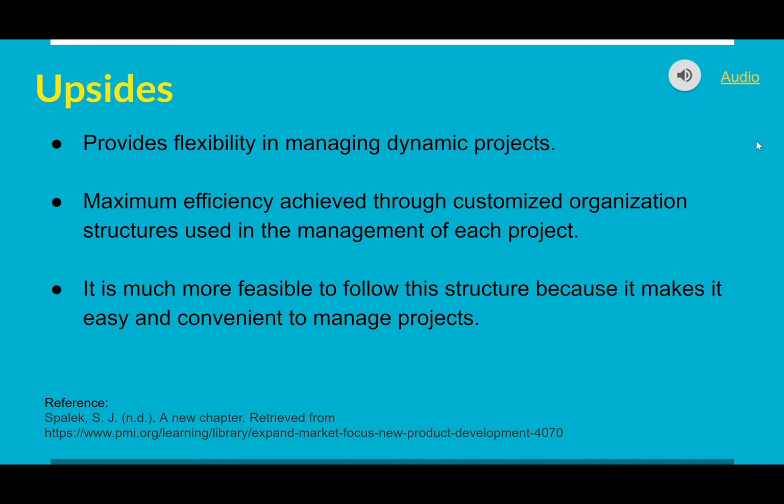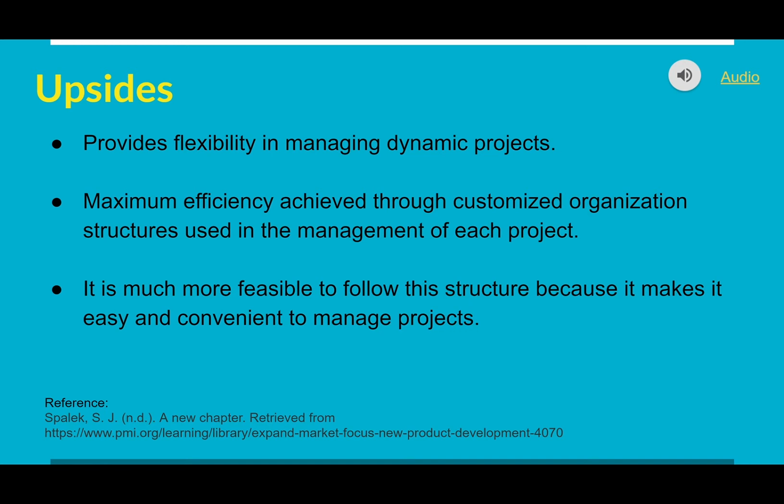Some of the upsides for a composite organization structure include providing flexibility in managing dynamic projects. Within an organization, there could be certain projects that are being managed following the balanced matrix organization structure, while others could be following the projectized organization structure. For instance, a new project may pop up where it is beneficial for the team to follow the functional organization structure, and thus the organization has the flexibility to apply it.